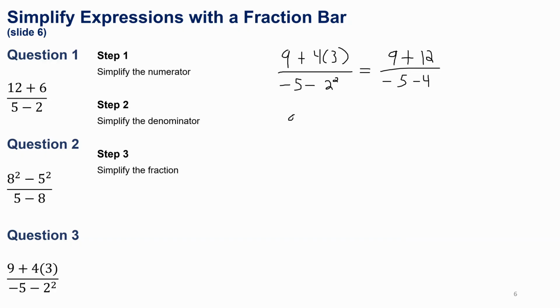I'll go ahead and rewrite this down here. So 9 plus 12 over negative 5 minus 4. 9 plus 12 then is equal to positive 21. And negative 5 minus 4 is equal to negative 9.